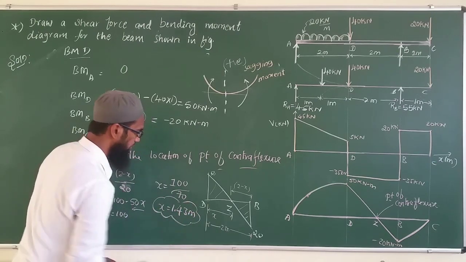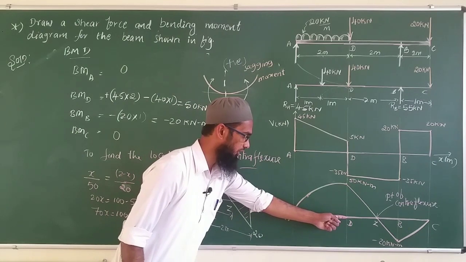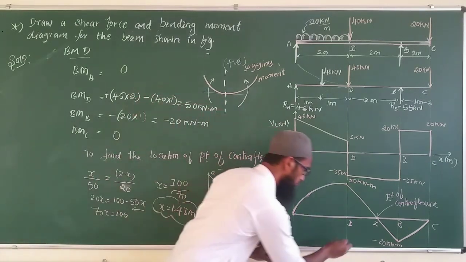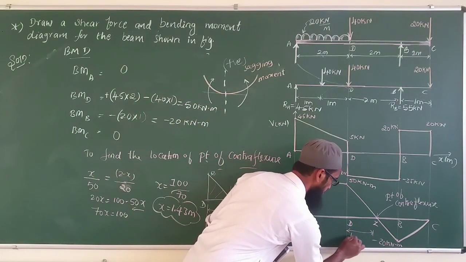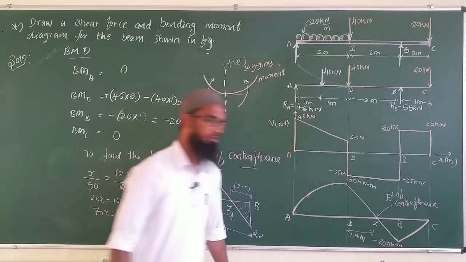Now at a distance of 1.43 meters from the point D, I have the bending moment as 0 here. This is 1.43 meters. That is my point of contraflexure.